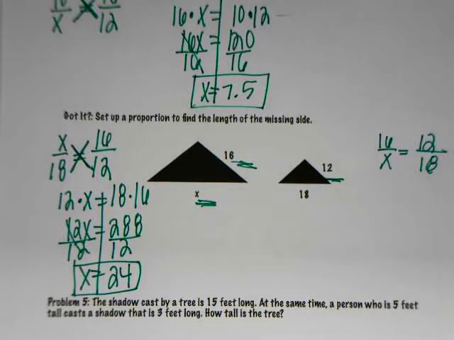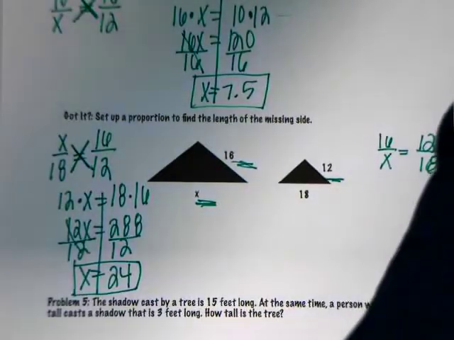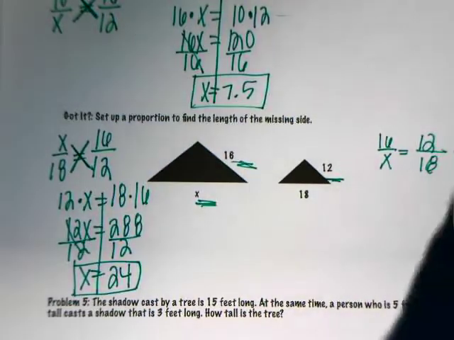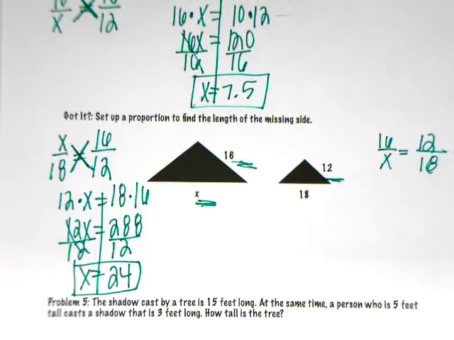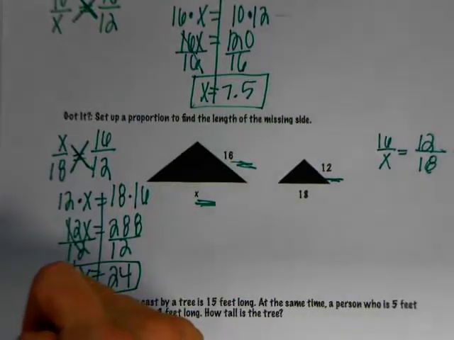It says, the shadow cast by a tree is 15 feet long. At the same time, a person who is 5 feet tall casts a shadow that is 3 feet long. How tall is the tree? These can seem really intimidating and weird, right? But you're just setting up proportions. You're setting up triangles. I literally have to draw a picture for these. So I'm just going to draw a picture real quick.